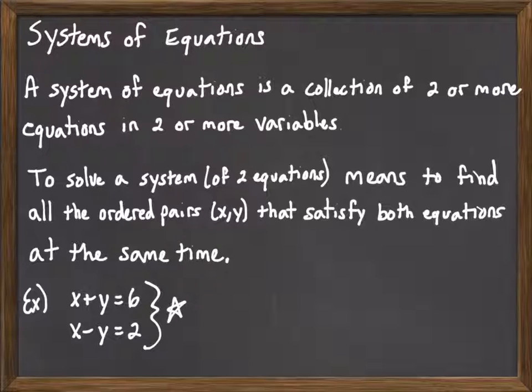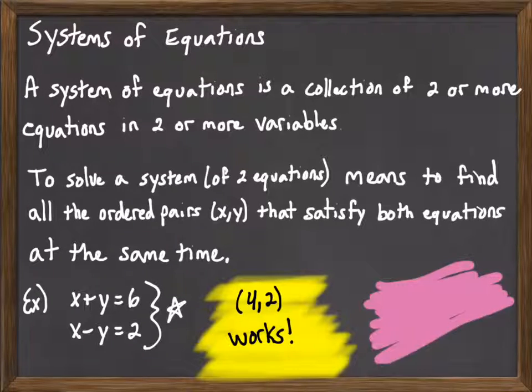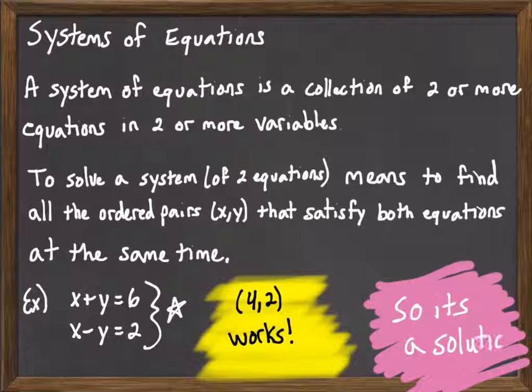Now with one like this, it's pretty simple. You may be able to look at it and gather what the answer is. And that is that 4, 2 actually works. Put 4, 2 into the first equation, 4 plus 2 is 6. Put 4, 2 into the second equation, 4 minus 2 equals 2. So 4, 2 works.